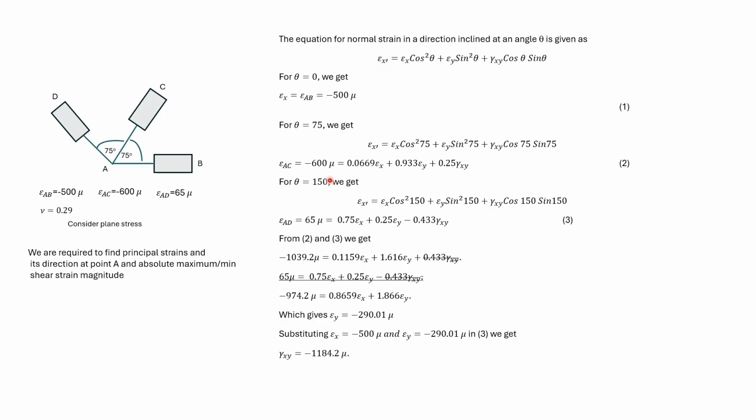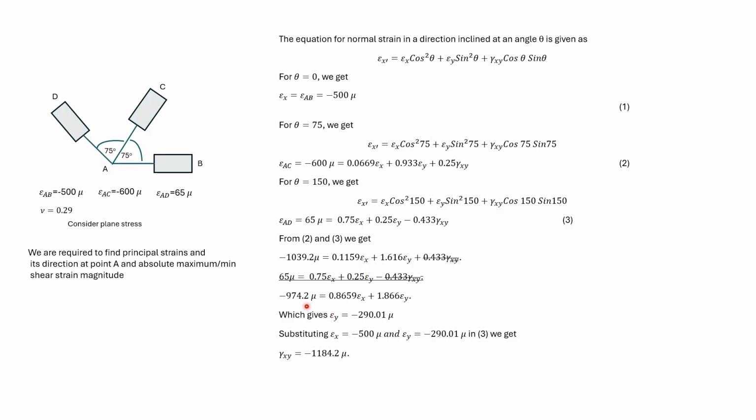Consider theta is 150. Then we substitute theta as 150 in this equation. And for epsilon x dash, we substitute epsilon AD. So we get this equation, which is equation 3. We use equation 2 and equation 3 as simultaneous equations. Equation 2 is multiplied by 1.73 so that the values of gamma xy are the same in equation 2 and 3, though of opposite sign.